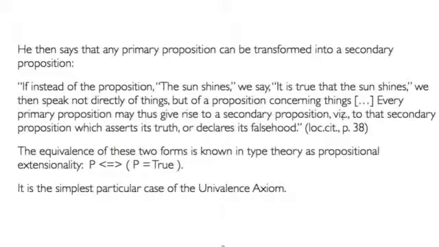Namely, let's do it this way. Will give rise to a secondary, namely, to that secondary proposition which asserts its truth or declares its falsehood. So what it means is clear. I mean, he gives a clear example. Instead of saying the sun shines, we can say it's true that the proposition that the sun shines is a true proposition. And this is a distinction, and we can express it in our modern notation as a statement that P, a proposition in this case, for example, the sun shines, is equivalent to the assertion that P equals true.